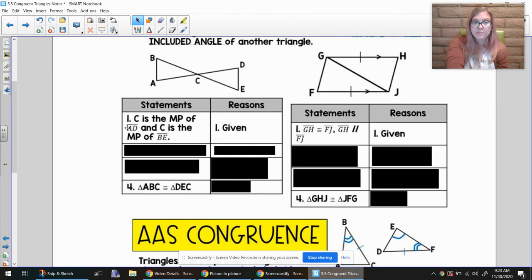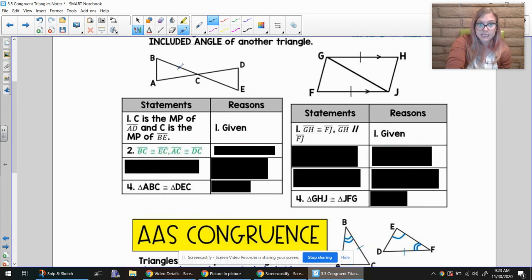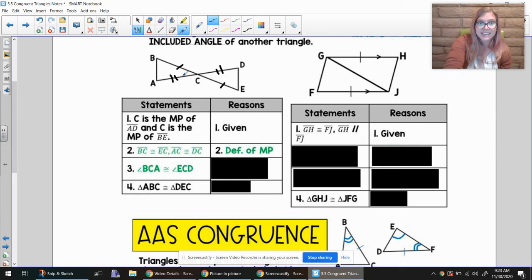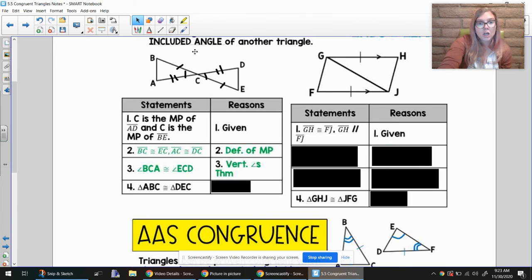So here we have C is the midpoint of AD and C is the midpoint of BE. That's what's given to us. Well, we're going to start by using that to say that BC is congruent to CE and AC is congruent to CD, and that's because of the definition of a midpoint. Then we have angle BCA is congruent to angle ECD. Again, these are our vertical angles, which we know are always congruent. Here we have side angle side, so we can prove that those triangles are congruent using side angle side.